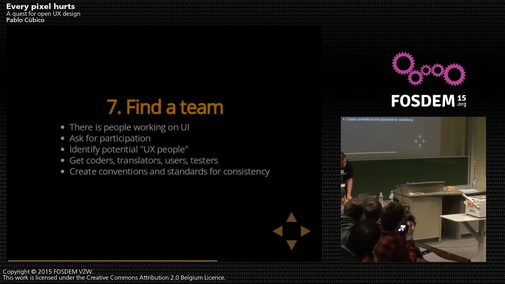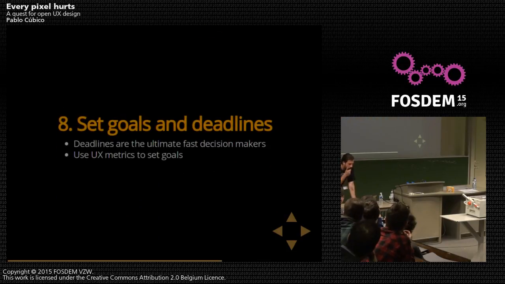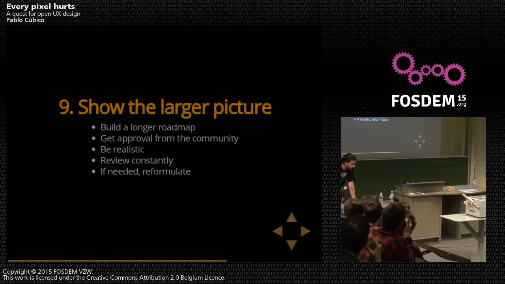Find a team. There are people working on the UI already. As in Diaspora, there are a bunch of people working on UI. But they don't call themselves the UI team or the UI people or anything. Maybe it's a good time to assemble that. Set goals, set deadlines, show the larger picture. All these things involve social skills and also some kind of leadership in the UX, because in most projects there is no one doing that. And if there is no one, there's a good opportunity to have some leadership, not to increase your value or your ego, but to lead people into that and teach them.